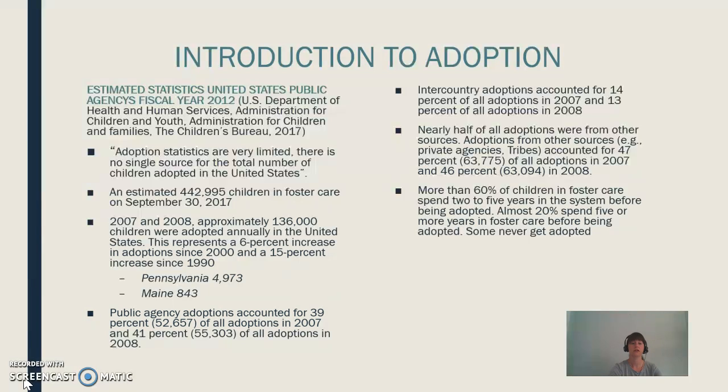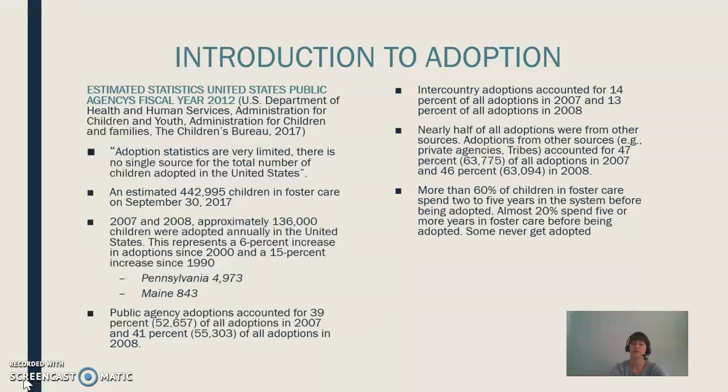Statistics for adoption. Adoption statistics are very limited, and there's actually no single source that has the total number of adoptions in the United States. Some of the numbers we do have is we know there is an estimated 440,000-ish children in foster care, and that was as of 2017. In around 2007 and 2008, we had an estimated 136,000 children who were adopted. So if you look at that number, the 440,000 to the 136,000, there's a pretty big gap between children being put in permanent homes and children who are adopted.